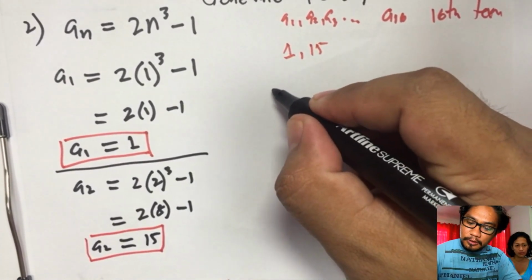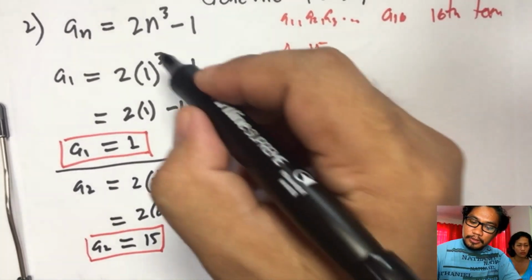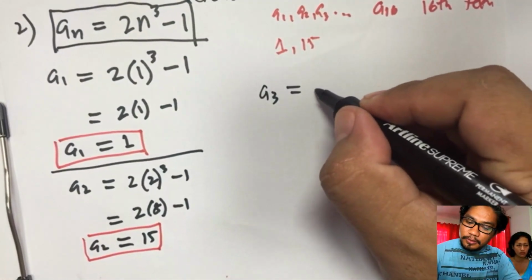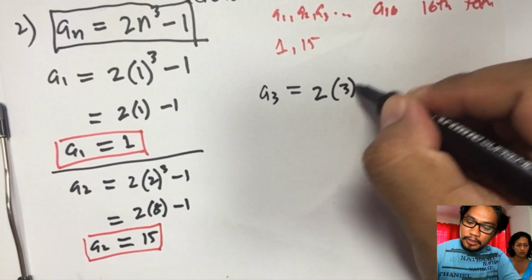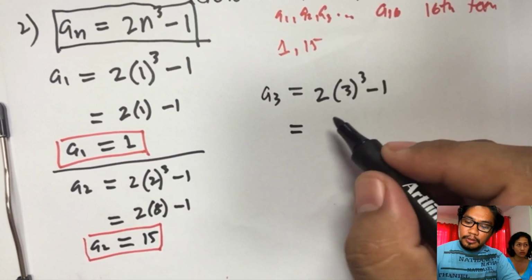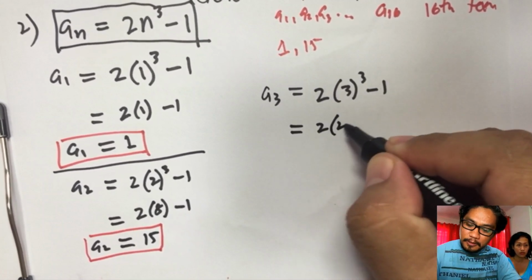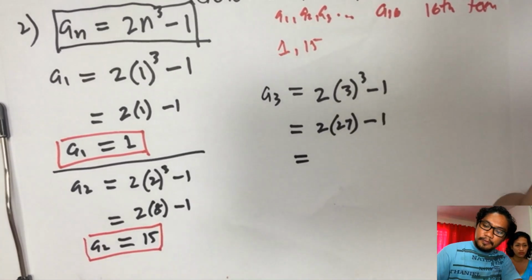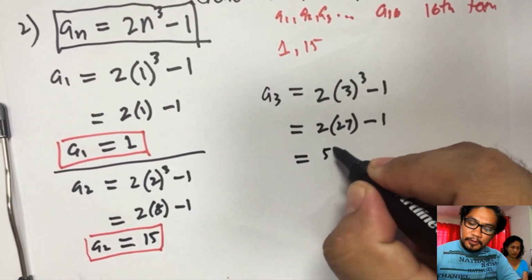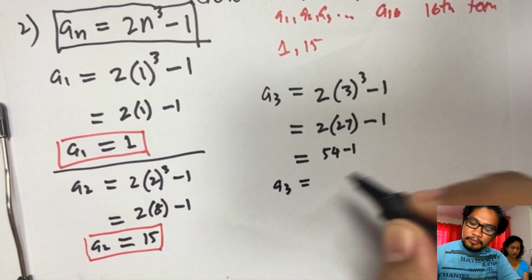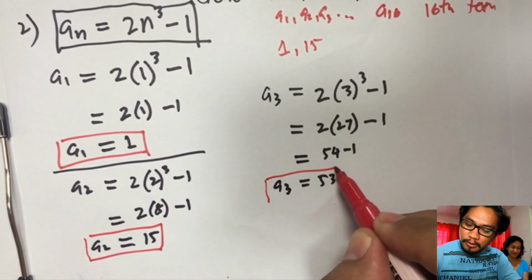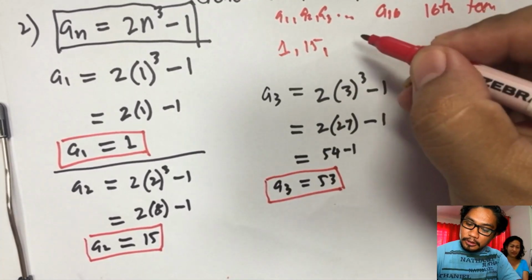And to solve for the third term, which is a sub 3, using the same formula here, 2n cubed minus 1. So 2 times 3 raised to 3 minus 1. So 3 times 3 times 3, or 3 cubed. 3 times 3 is 9, times 3 is 27. Then multiply that out. 27 times 2 is 54 minus 1. So our third term is actually 53. So that is our third term of the sequence.